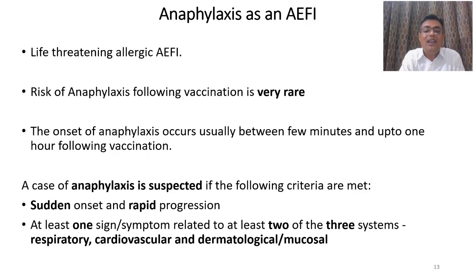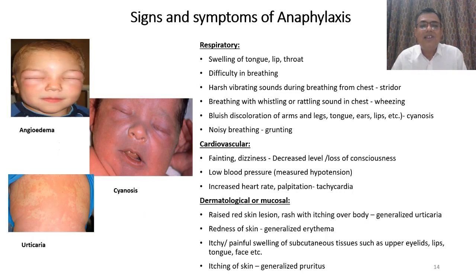A case of anaphylaxis is suspected when there is sudden onset as well as rapid progression, and two of the three systems are involved, which are respiratory, cardiovascular, and dermatological or mucosal systems. So two of the three systems involved, and sudden and rapid progression, can give us the idea about anaphylaxis. These are examples of the signs and symptoms of the different systems involved in anaphylaxis: respiratory system, cardiovascular system, as well as dermatological system.